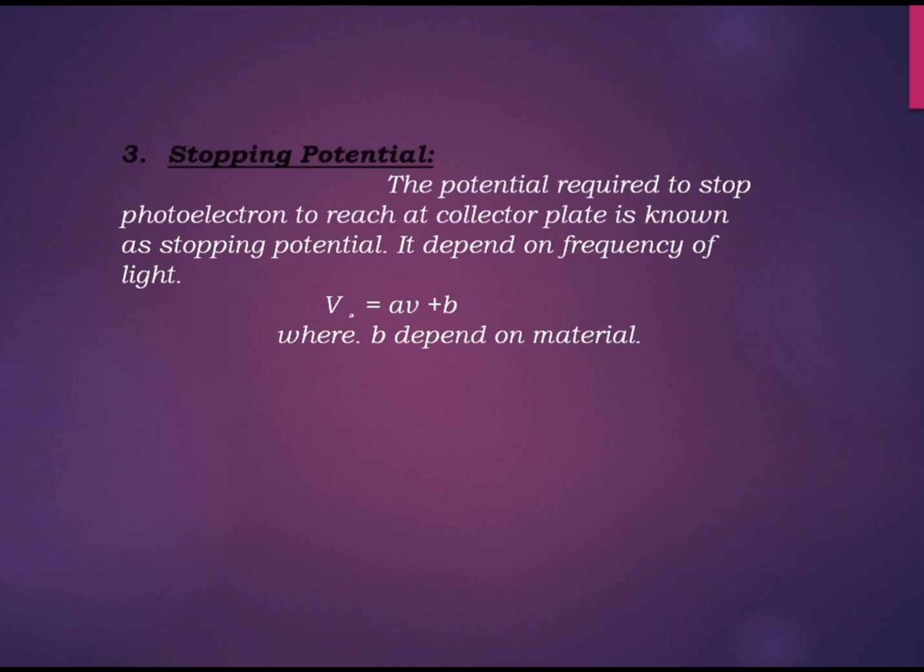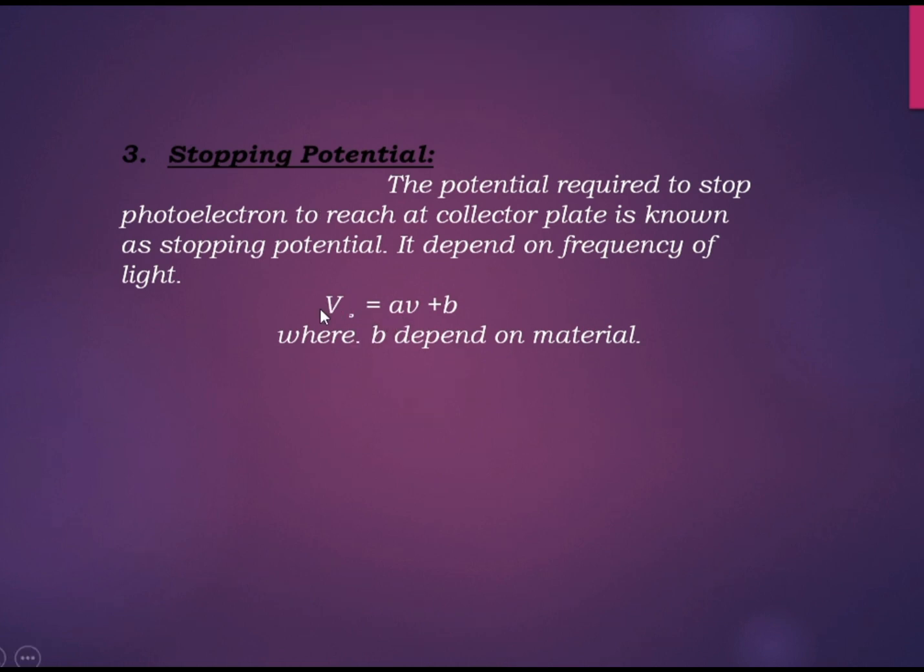It will invert the terminals of the battery, or we can say the metal plate and the collector plate. So the potential which is required to stop the photoelectron from reaching the collector plate is called stopping potential. Now this stopping potential depends upon the frequency of the light we are using. So V0 is equal to A nu plus B, where B depends upon the nature of the material, and A is a constant.